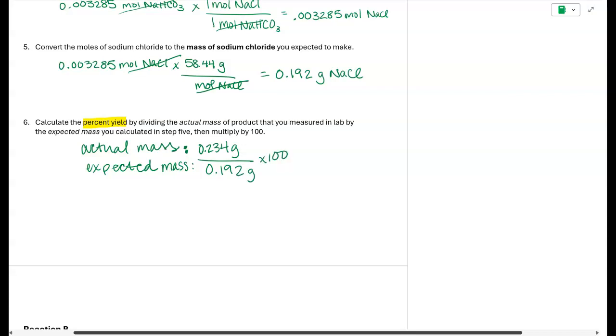And then I'm going to multiply by 100. And what you'll notice is my yield was higher than I expected. But that's okay, because all we're trying to do is practice and then also look at the results that we get and try and explain them. And so I'm getting about 122% yield here. So we'll talk about reasons that could have happened in a minute.